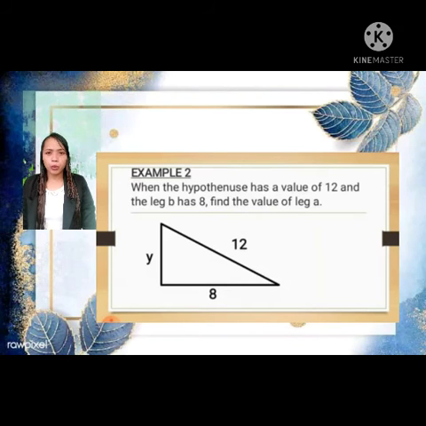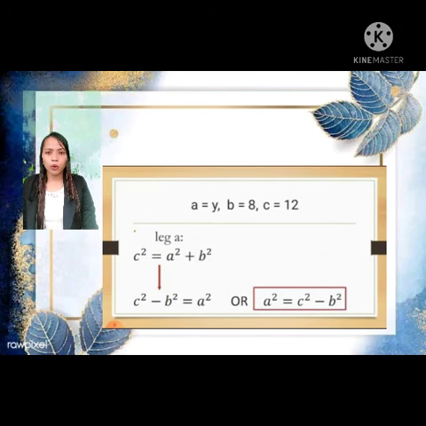In example number 2, how about when the hypotenuse has a value of 12 and the leg b has 8? Find the value of leg a. So this time the hypotenuse is given and the other leg will be missing. So we need to find that. So a equals y, b equals 8, and c equals 12. That means that we need to find leg a from the Pythagorean formula.